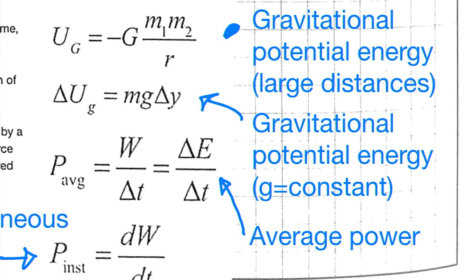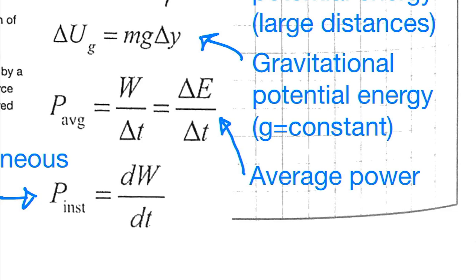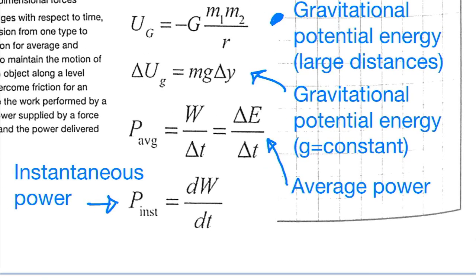Then we get to some power formulas. The formula for average power is work divided by time, or change in energy divided by change in time. Work is change in energy. Get into that later as well. Then we have a formula here for instantaneous power. Instantaneous power is the time rate of change of work. We could also say, because work is energy, that this is dE/dt.